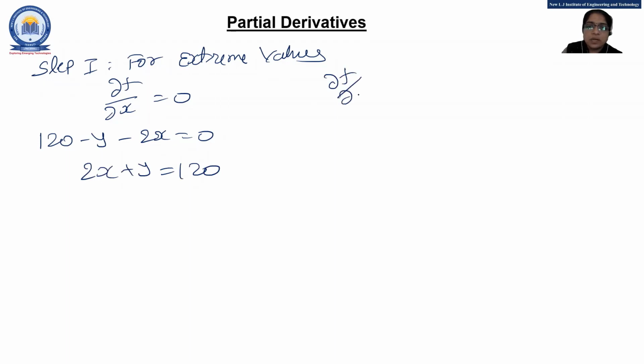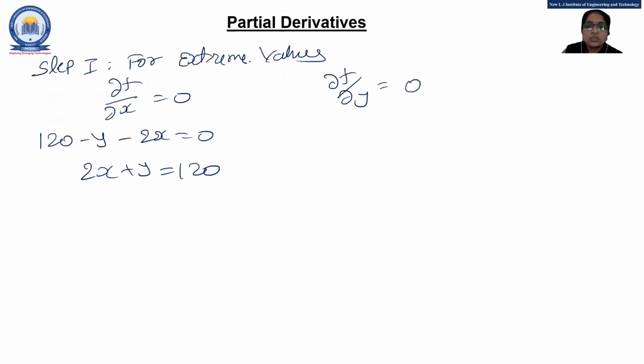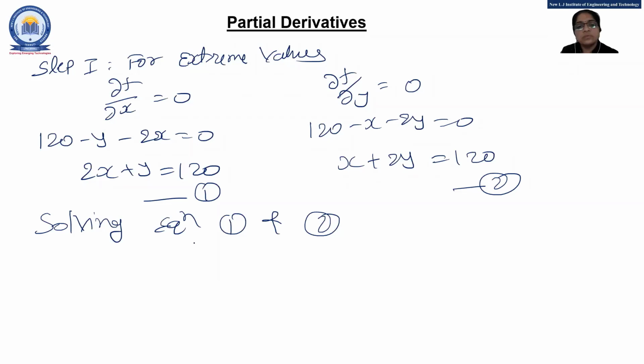And what about del f by del y? That is again 120 minus x minus 2y. After rearranging the terms, we have x plus 2y is equal to 120. So this is my equation 1 and this one is equation 2. So solving equation 1 and 2, we have to find the value of x and y. So what is our x and y?